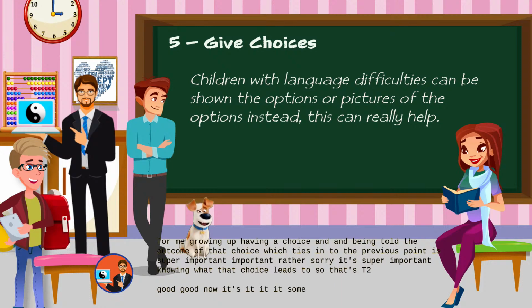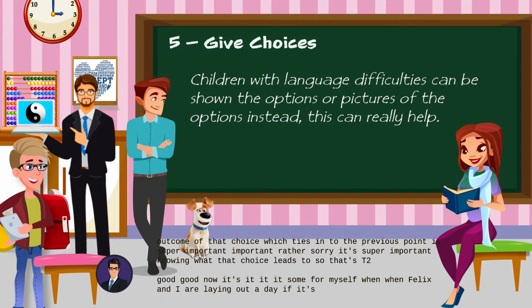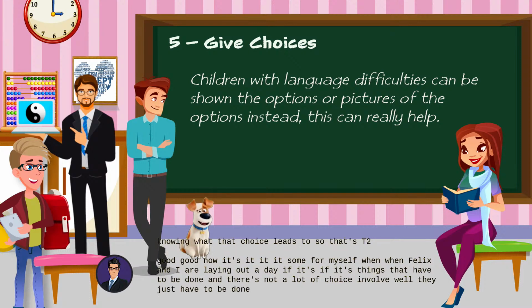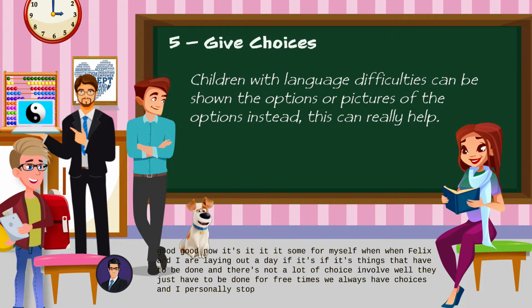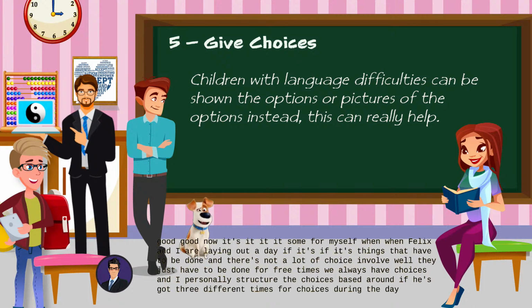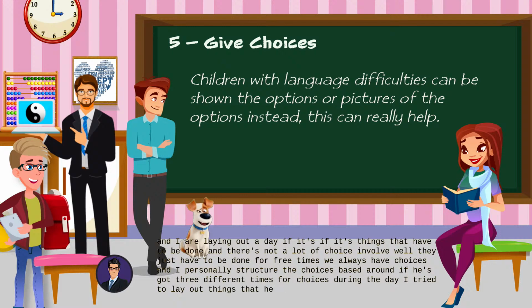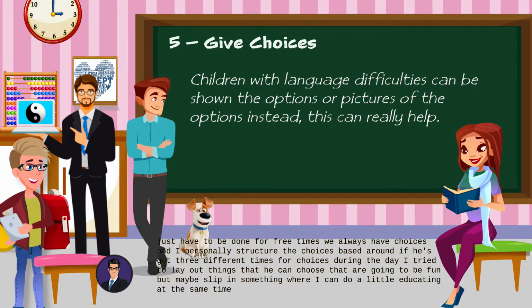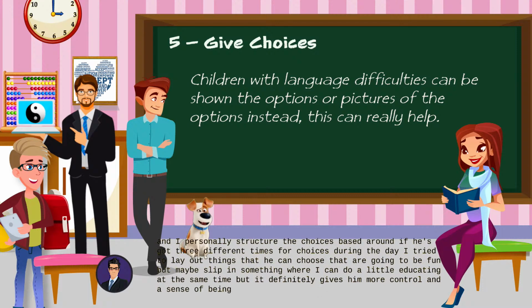When Felix and I are laying out a day, if it's things that have to be done and there's not a lot of choice involved, well, they just have to be done. But for free times, we always have choices. I personally structure the choices so that if he's got 3 different times for choices during the day, I try to lay out things that he can choose that are going to be fun, but maybe slip in something where I can do a little educating at the same time. It definitely gives him more control and a sense of empowerment to his own existence. I think it's great.